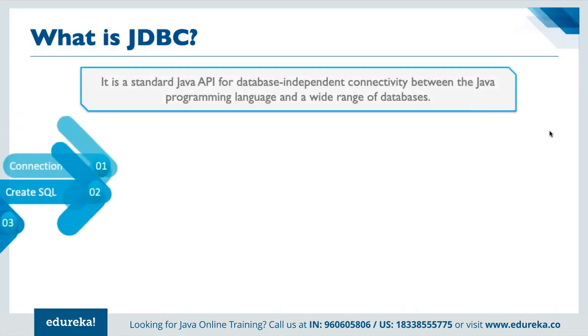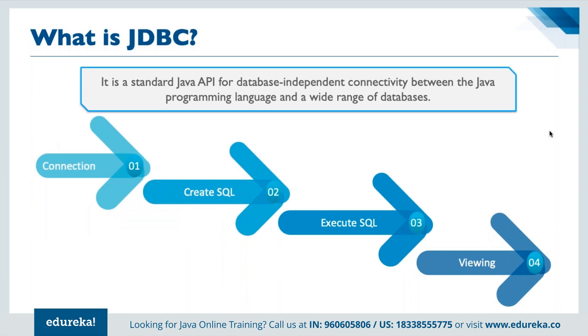So JDBC is simply a standard API, right? JDBC, or as we know it, Java Database Connectivity. Basically it works like a standard API for database independent connectivity between Java and a wide range of databases. For example, here we can use it to set up a connection, create the SQL, execute the queries, and then view the output of those queries as a part of JDBC, right?